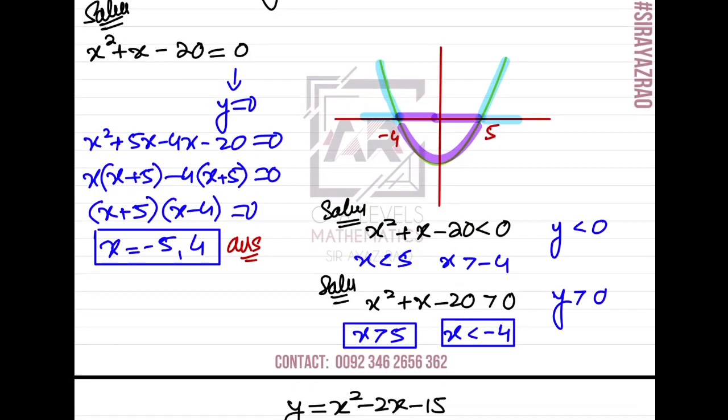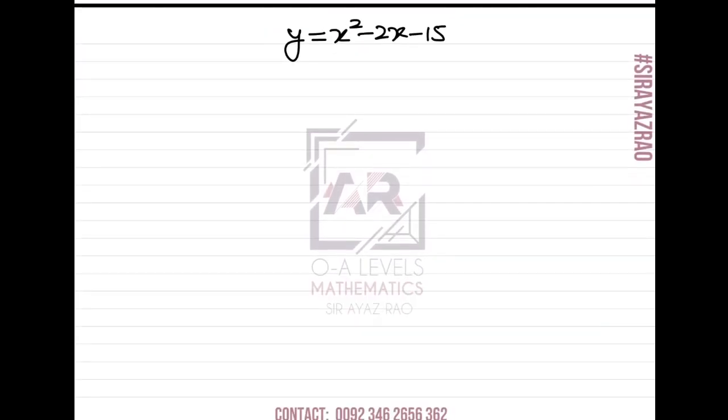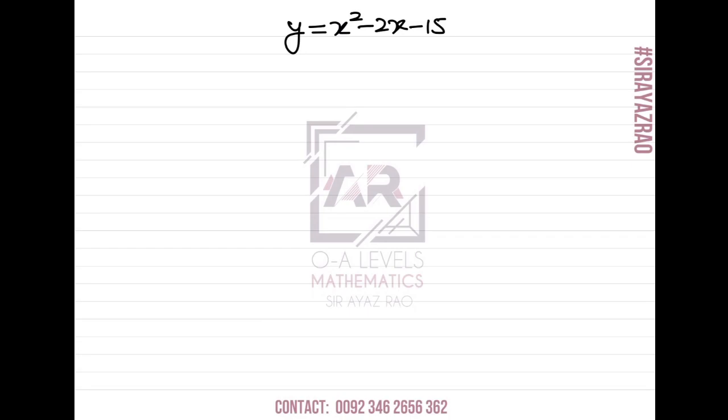Let's have one more question. It says this is the quadratic equation y equals x squared minus 2x minus 15. They're not going to ask you a question like this for the quadratic equation or inequality. For the equality, they are going to ask x squared minus 2x minus 15 is equal to 0. So this is the quadratic equality. How are you going to solve it? Just find out the value of x.